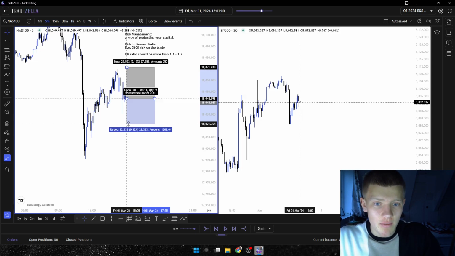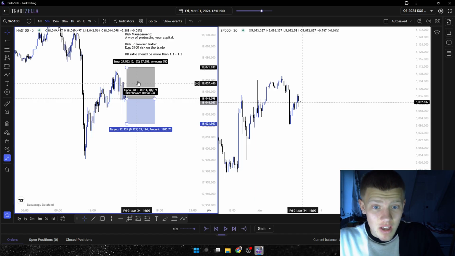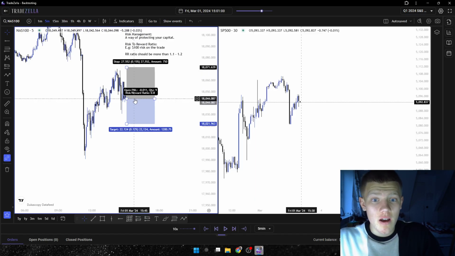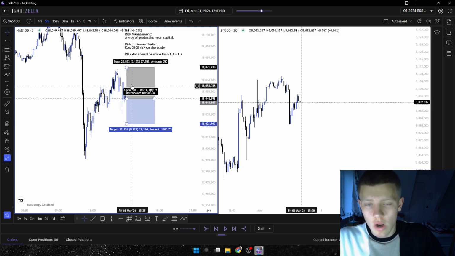For example, this is negative RR. This is underneath 1.1, as you can see. It is 0.8. That means that this move is going to lose us $100, and this move is probably going to make us like $75, $80. So that means that we will lose more than we will make, and that is not good. We do not want that.